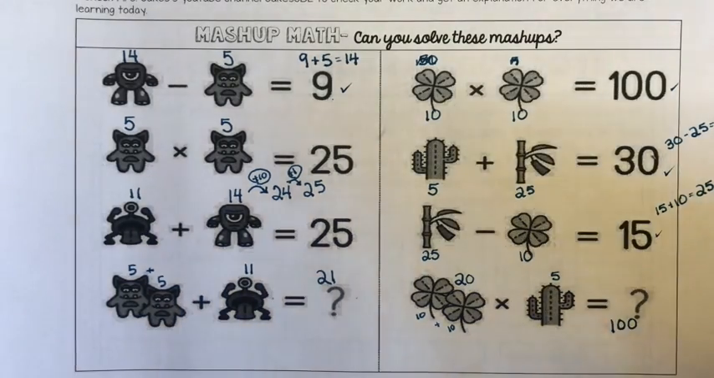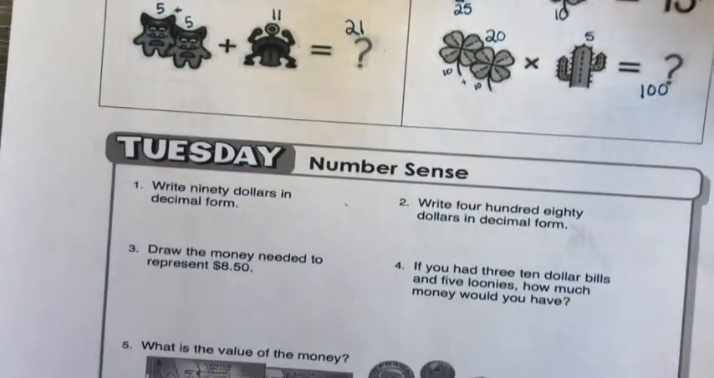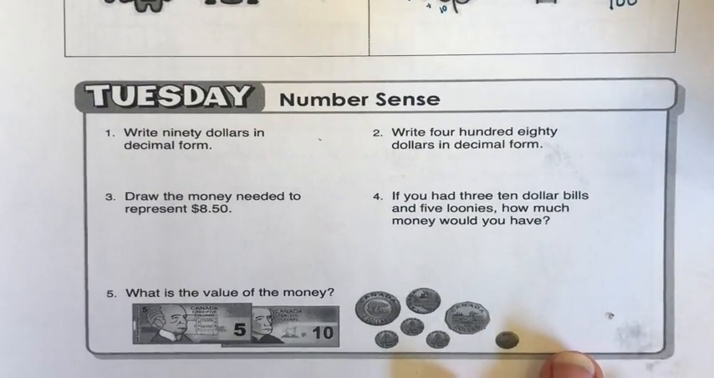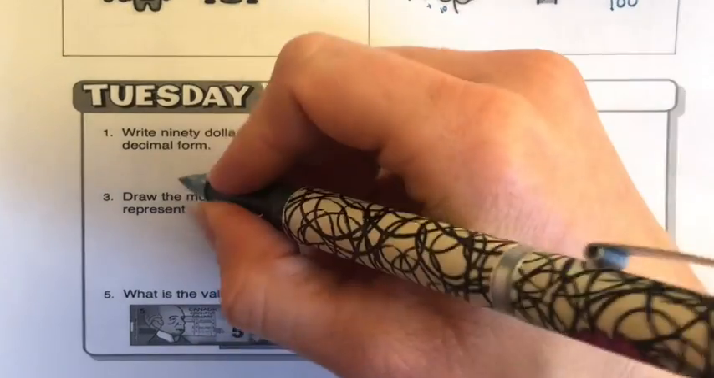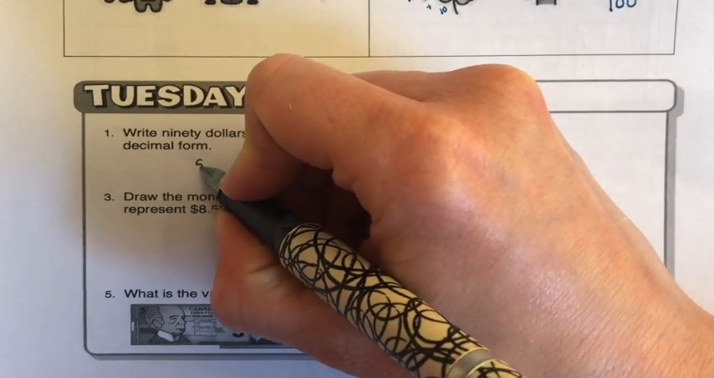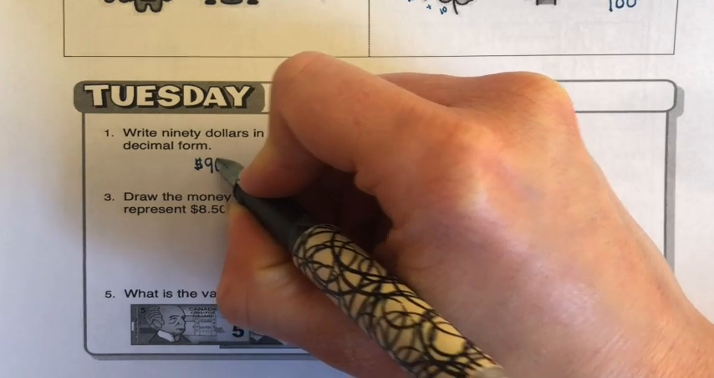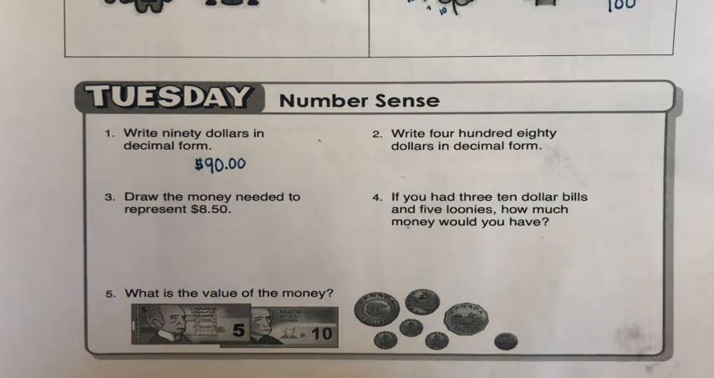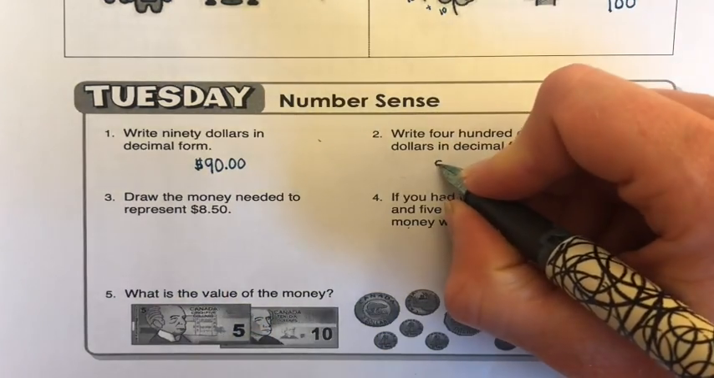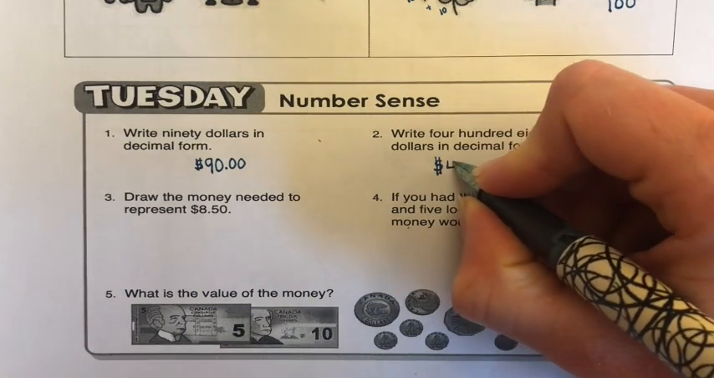Okay, so on to the daily math for today. We're going to work on number sense. So write $90 in decimal form. So all you do is write a $ sign, a 90, a point, and a 0, 0. Okay, write $480 in decimal form. So again, you make your S with 2 lines in it, that's a $ sign. And then you write 480.